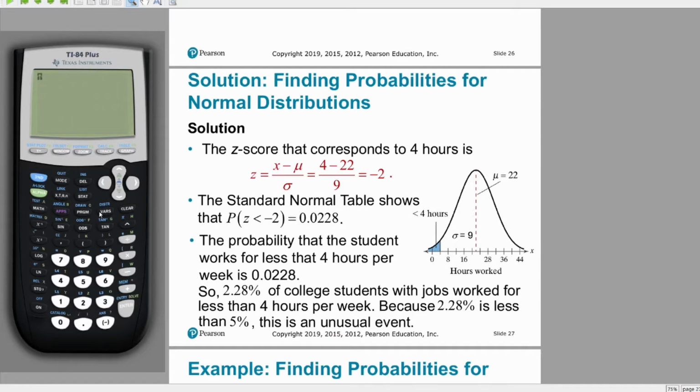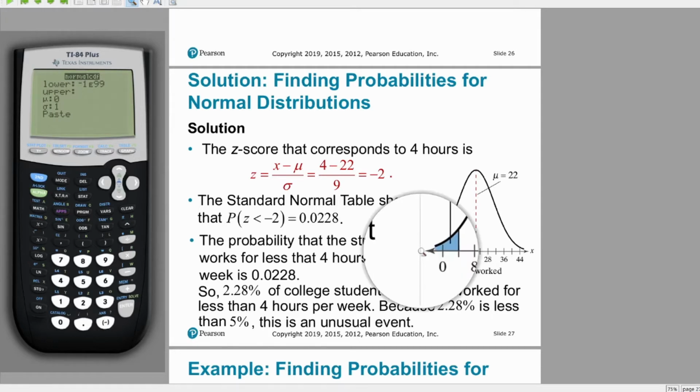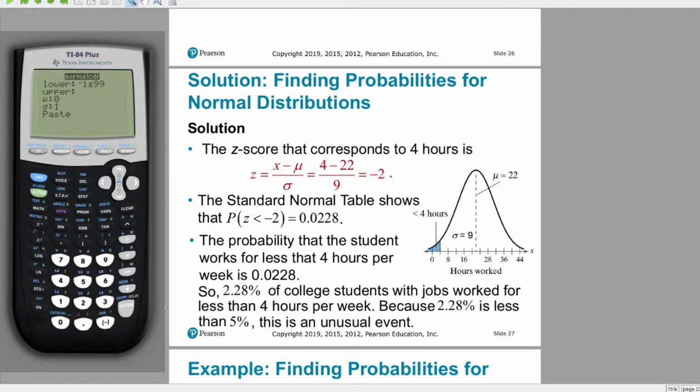So let's go into our normal CDF again, and we'll handle it in terms of that -2 first. So we have a lower boundary just trailing off to the side somewhere, and our upper boundary here is -2, where if we're looking in terms of the standard normal distribution, we'll keep the mean mu as 0, and the standard deviation sigma is 1. We run that, and we get about 2%, roughly.